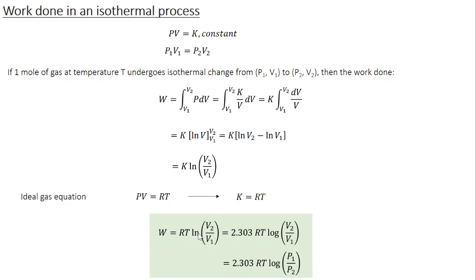If you wish, you can convert this natural logarithm into base 10 logarithm by multiplying with a factor 2.303. So work done equal to 2.303 RT log V2 by V1. Once again, from this equation, you can see V2 by V1 is nothing but P1 by P2. So an alternate expression for work done is 2.303 RT log P1 by P2.